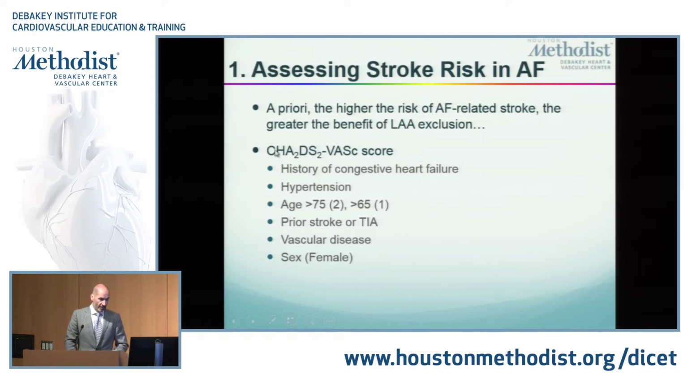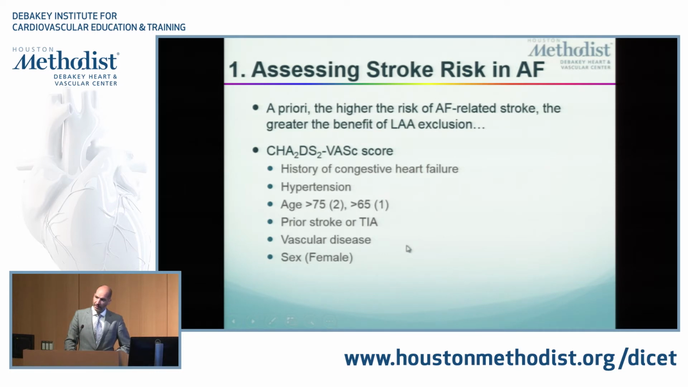In this acronym, the C stands for congestive heart failure, history of congestive heart failure. The H stands for hypertension. The A2 stands for age more than 75. You get 2 points against you if more than 75, but if your age is more than 65, you get 1 point. A prior stroke or TIA is the S2. You get 2 points against you if you had a prior stroke or a TIA. What that means is we're really good at predicting the second stroke, not so good at predicting the first stroke. When the patient has had 1 stroke, we know they are at really high risk of having another stroke.